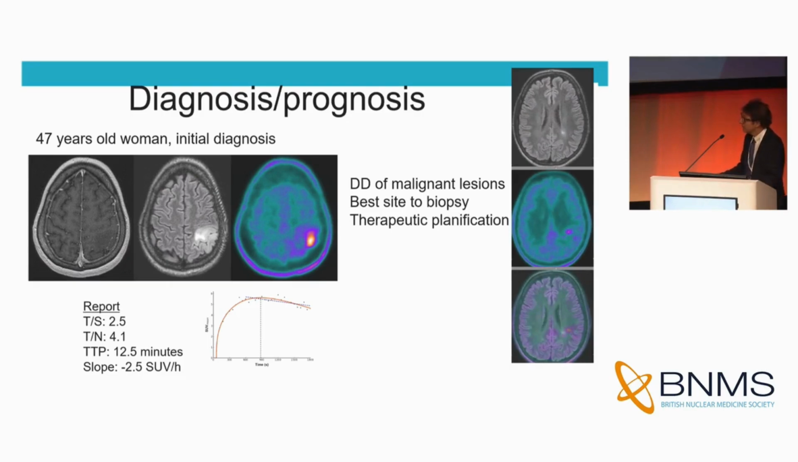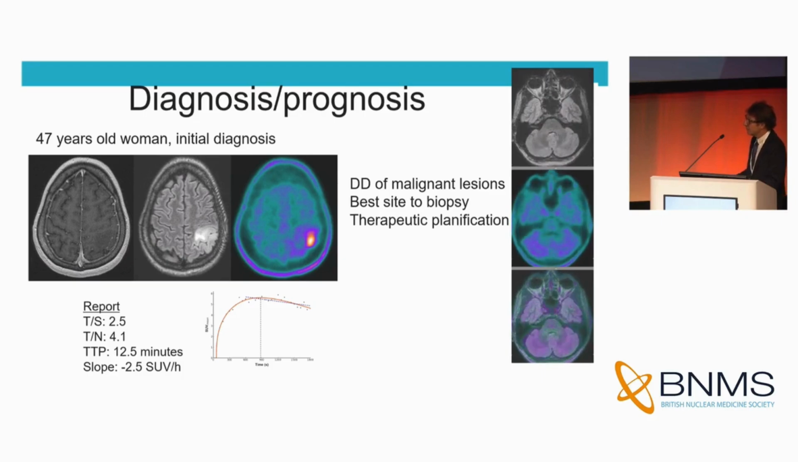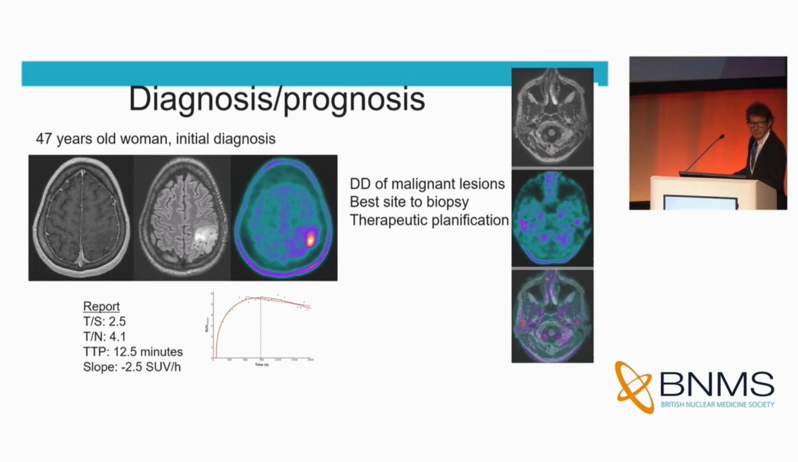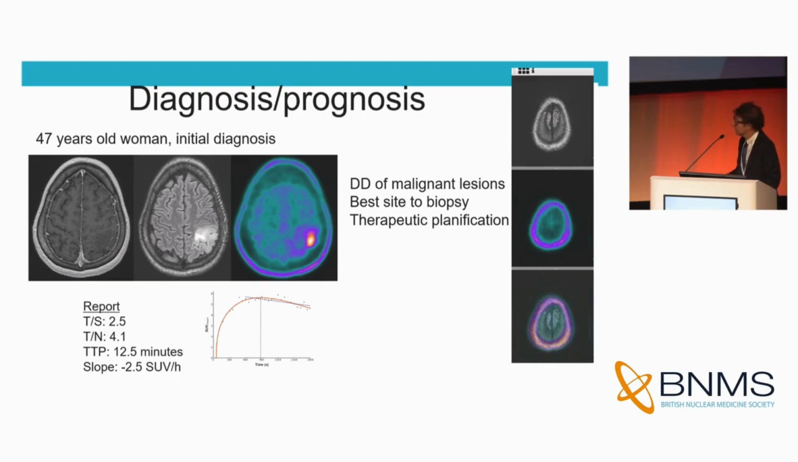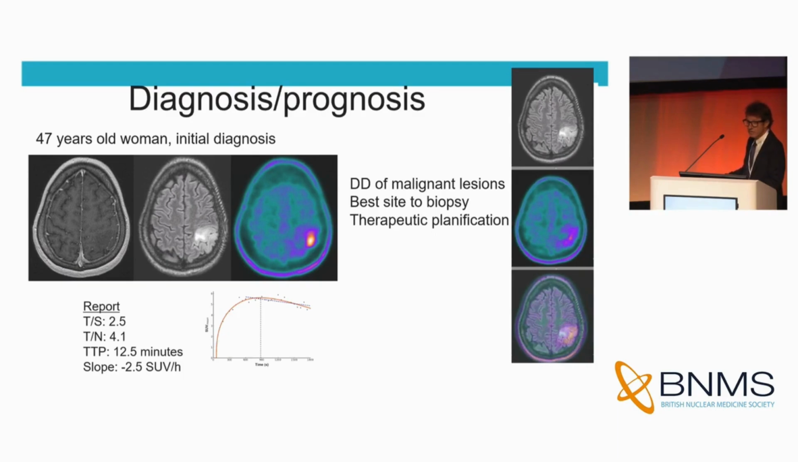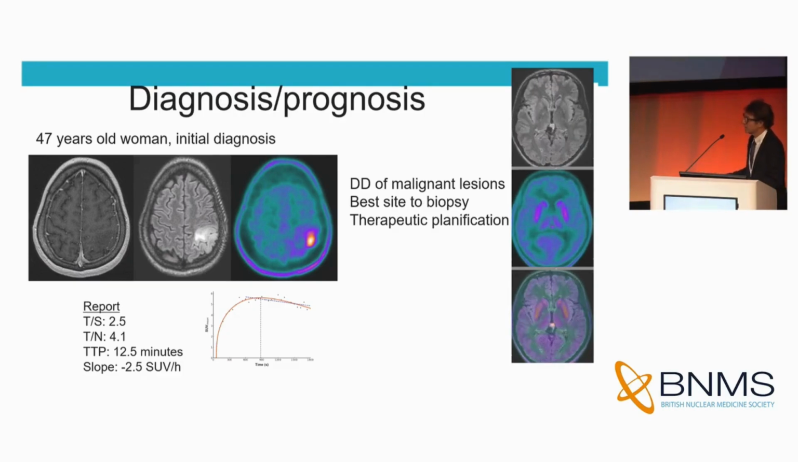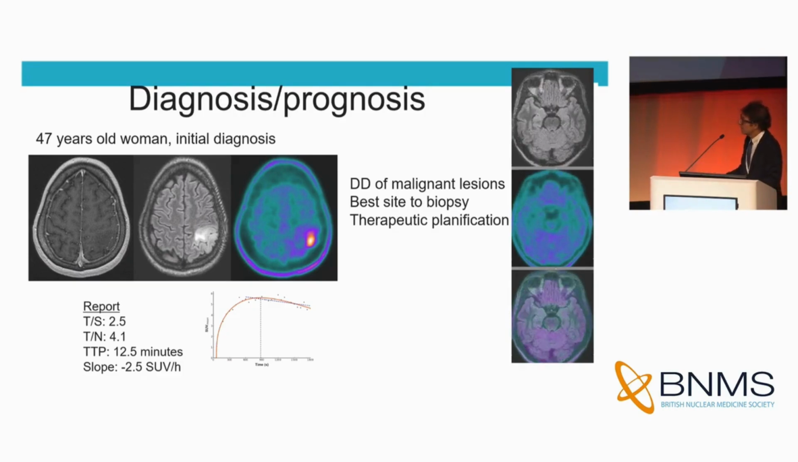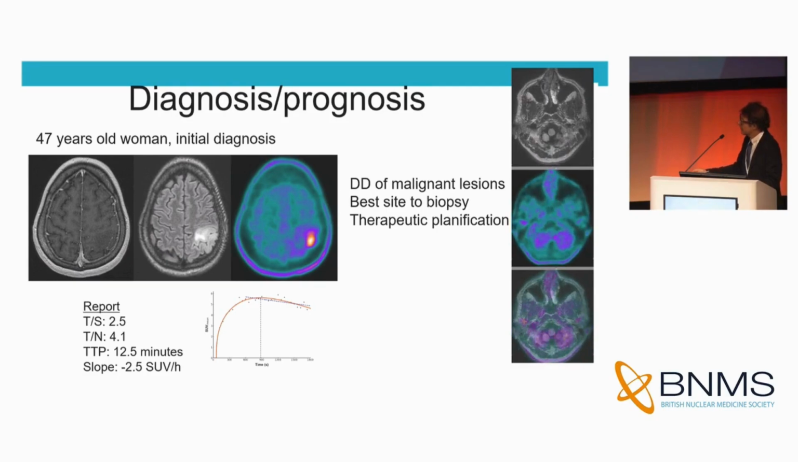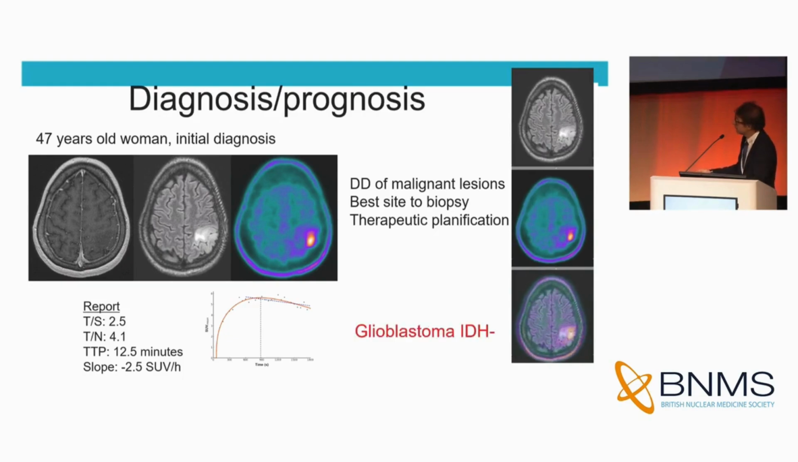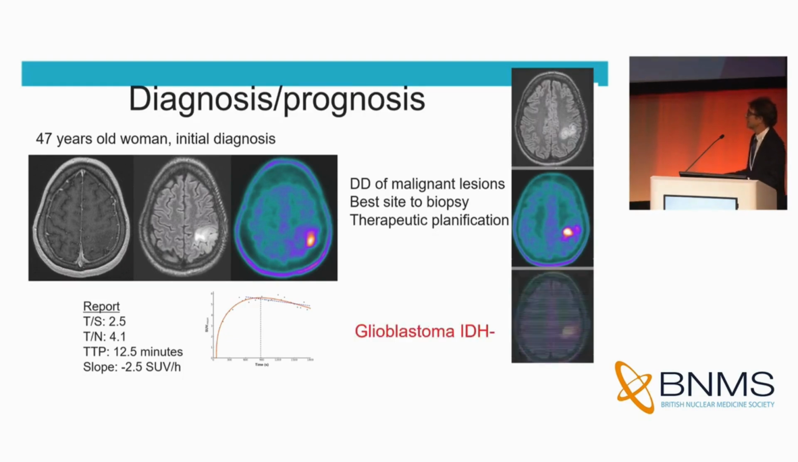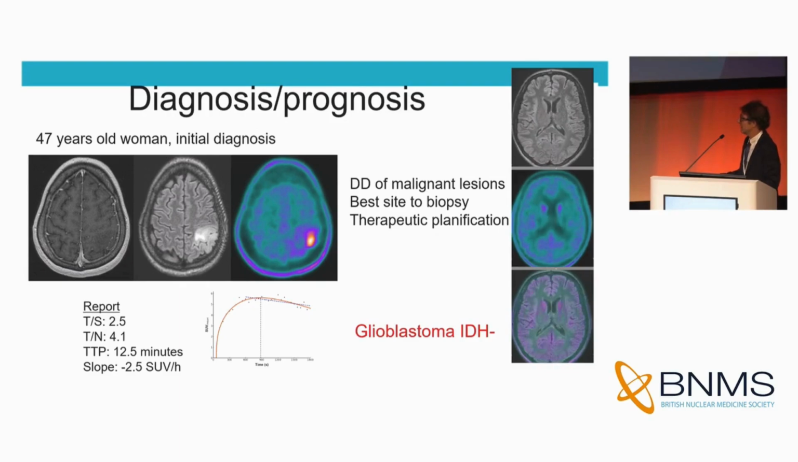Reporting-wise, you give the semi-quantitative values. As you remember, I gave you the 1.6 cutoff to distinguish benign from malignant lesions, or let's say, a low aggressive lesion. The slope of the curve is more consistent with aggressive tumor. This tended to be an IDH negative, of course, glioblastoma.